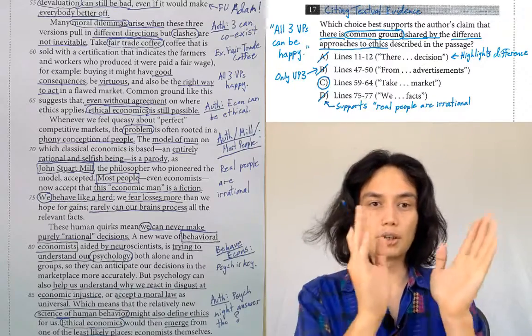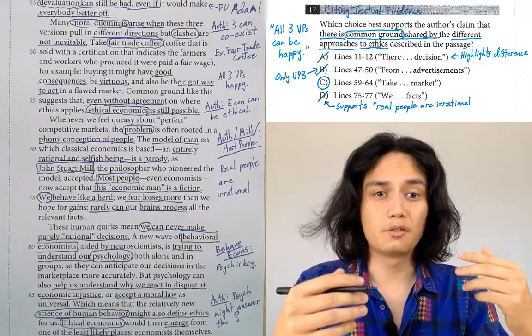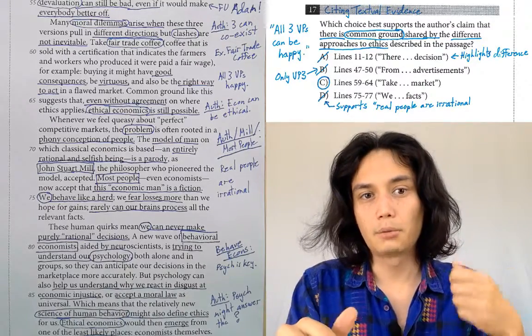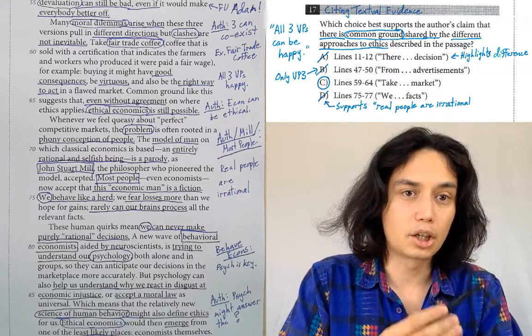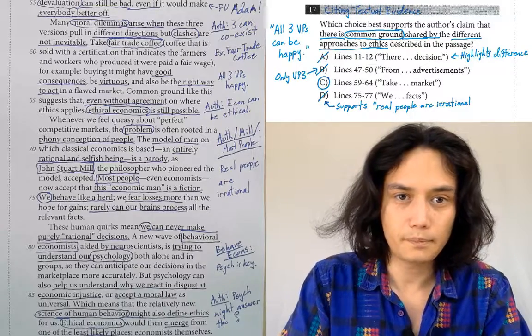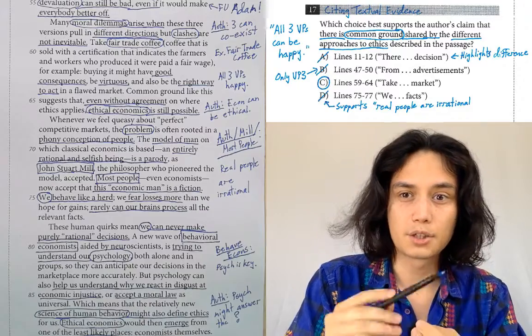So it's not a commentary on the three viewpoints. It certainly doesn't suggest that the three viewpoints share common ground, because it's not discussing them at all. And what matters is that it's a good match with the claim being that common ground is shared by the different approaches to ethics.